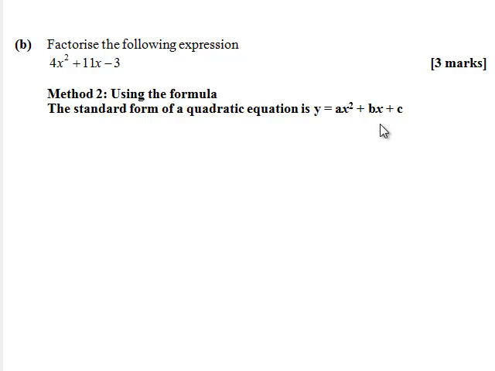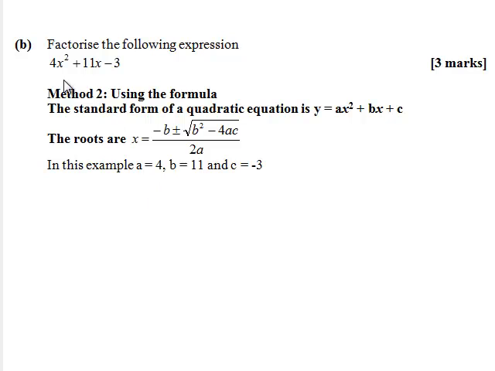Using the standard form of the quadratic equation, we can write that the roots are equal to minus b plus or minus the square root of b squared minus 4ac over 2a. In this particular case, a is 4, there's the a, b is 11, there's b, and c is minus 3. Okay, if we put those into the equation, we've got minus b plus or minus the square root of b squared minus 4ac all over 2a.